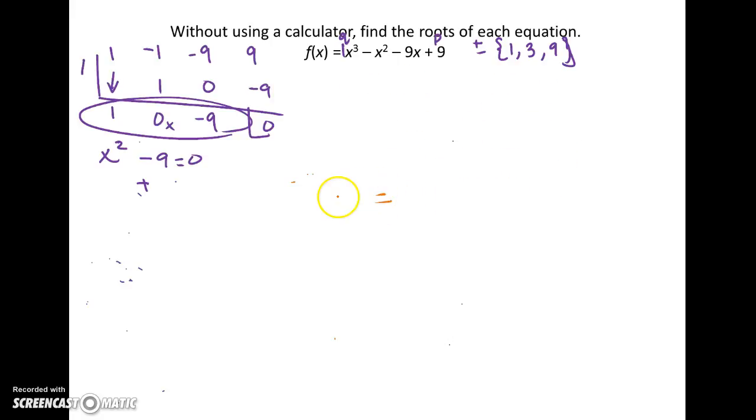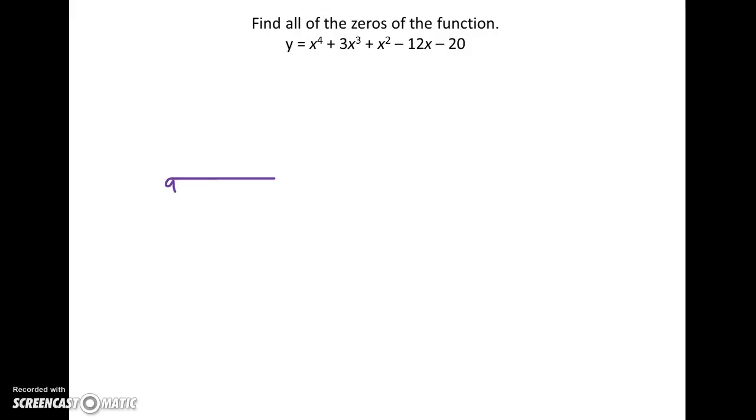So if I set each of those equal to 0, I would have x minus 1 equals 0, and I would have x squared minus 9 equals 0. X squared minus 9 equals 0, we already solved. We know that it's x equals positive negative 3. And for this one, x equals 1. So you get the same answer. Either way works. I just wanted to review that for a moment while I have the time. Okay.